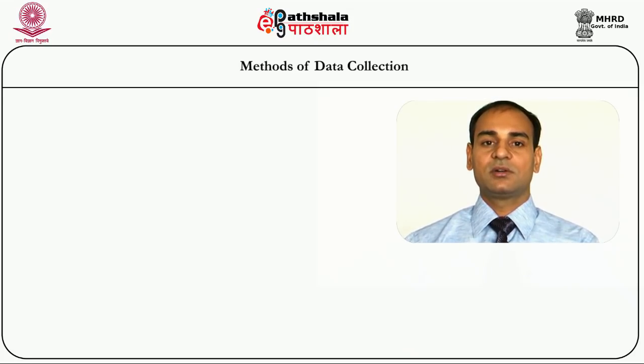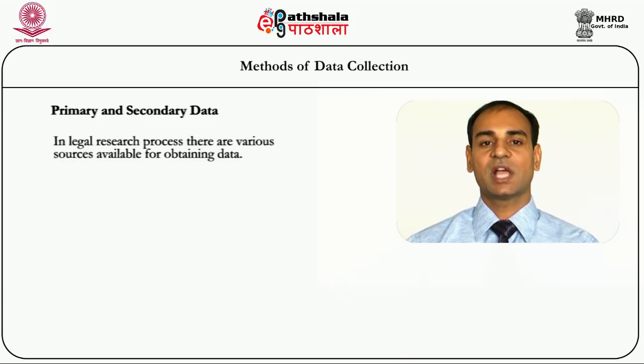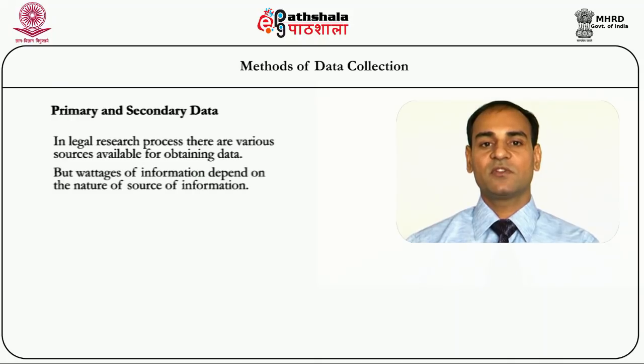After this analysis and focus on methods on the basis of the nature of data, the second classification of methods can be held on the basis of authority of data, authority of source from where data is obtained by the researcher. On the basis of the authoritative source, it can be classified between primary and secondary data, or the primary and secondary source. In legal research process, there are various sources available for data collection, but for making any inference or any principle or proposition, the weightage of individual evidence or data can be considered on the basis of the authority of source.